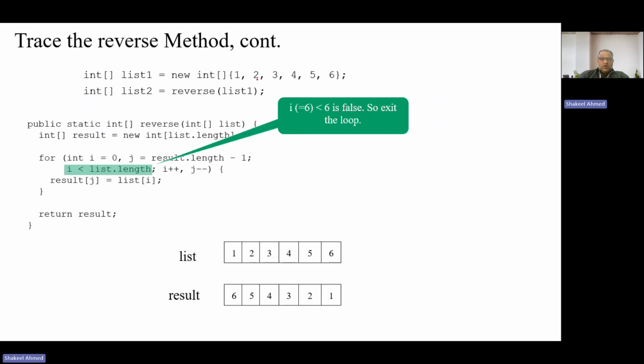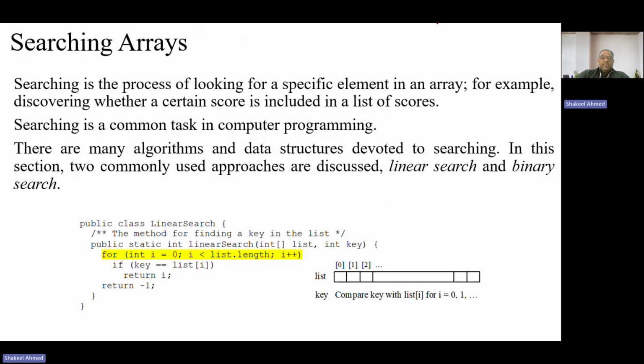So the list indices are 0, 1, 2, 3, 4, 5. If i is less than that, it will go on, but if it is equal, it will directly stop. So the condition is less than the length of the list. So the length will be reversed and you get the reverse of the list.